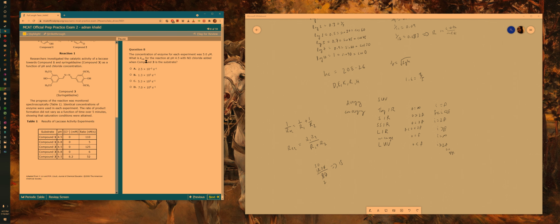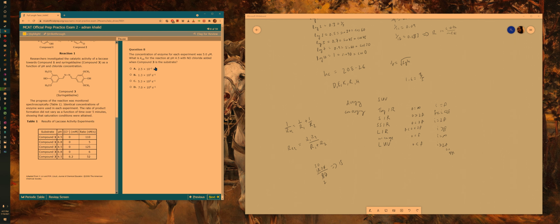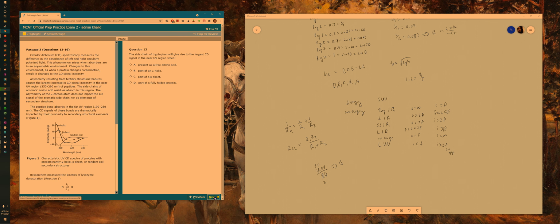Okay, so what is Kcat for the reaction? Okay, when compound 3. All right, this might require me to read some stuff. So I'm just going to guess and flag it. So I already did these, right? Bam, already on passage 3. Okay, I'm going to finish in like 3 minutes.